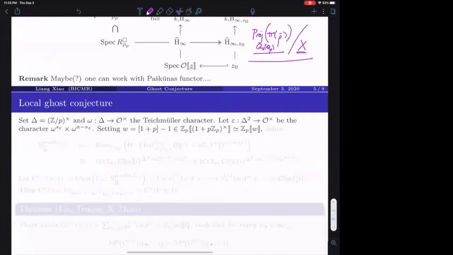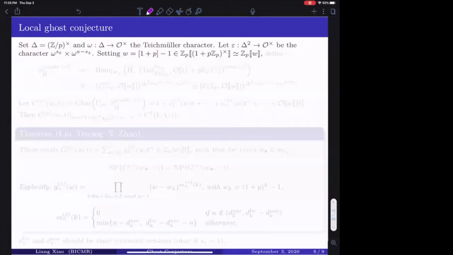Okay, so now let's talk about at least the statement of the so-called local Gauss conjecture, which is sort of an analog of the question of slopes from a purely local point of view. So I want to set delta to be (Z/p)^×. In the statement, these characters are very annoying. You have to keep track of these.